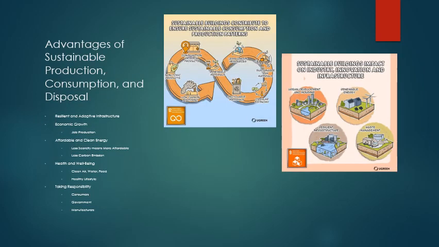Advantages of sustainable production, consumption, and disposal. The first one is resilient and adaptive infrastructure, as can be clearly seen from the picture on the right about how sustainable buildings impact industry, innovation, and infrastructure, like good waste management, proper infrastructure, proper house planning and development, and the usage of renewable energy leads to buildings with zero emission.